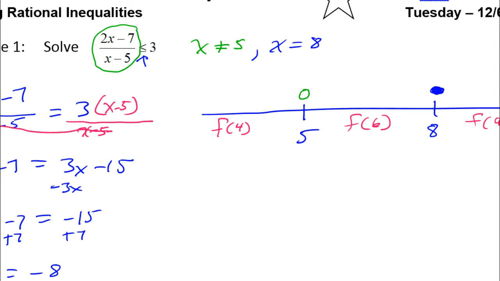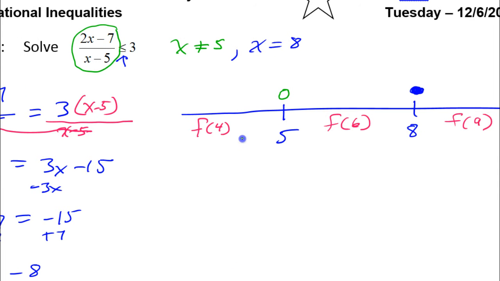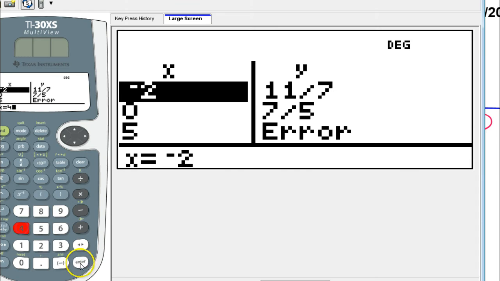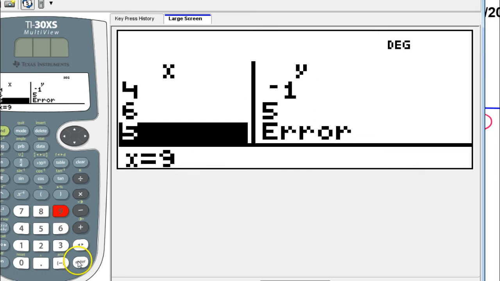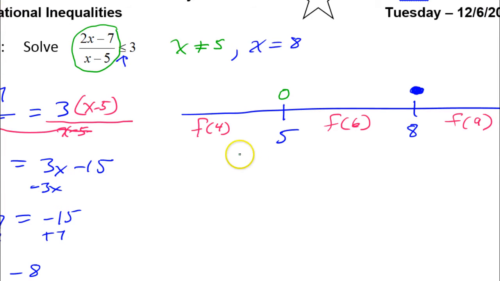Okay, the three values I wanted to check out are 4, 6, and 9. So I'm going to put 4, 6, and 9. All right? So I have negative 1, 5, and 11 fourths.